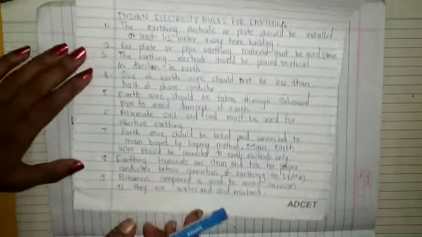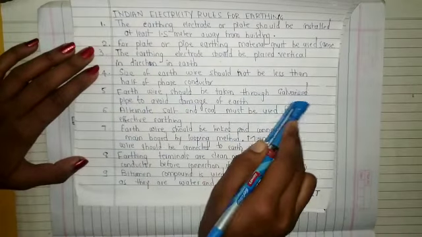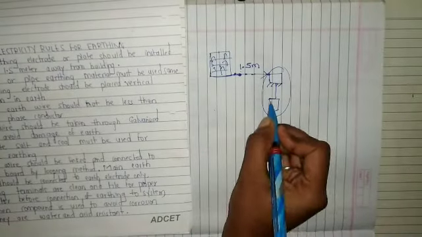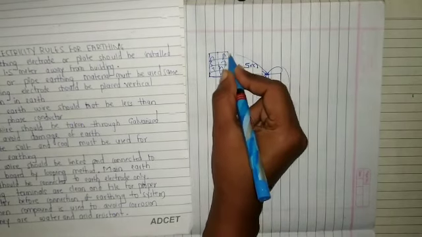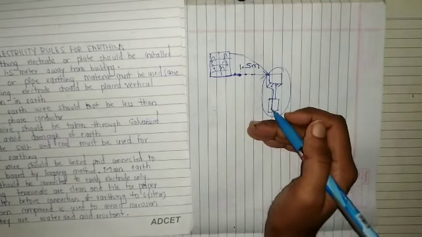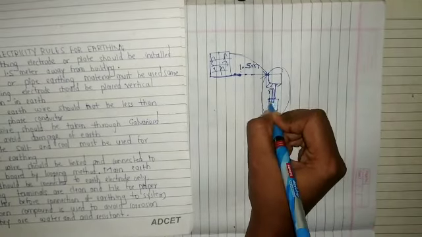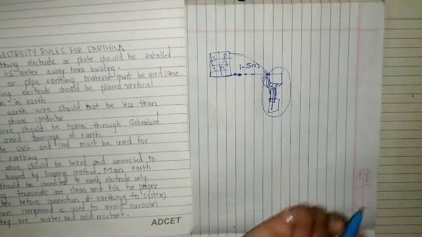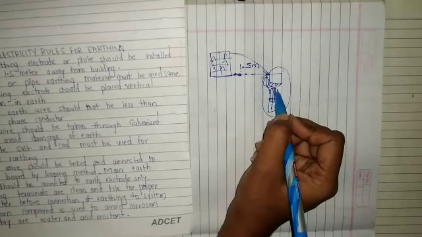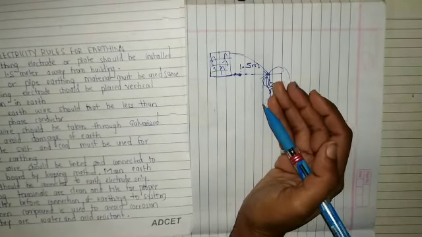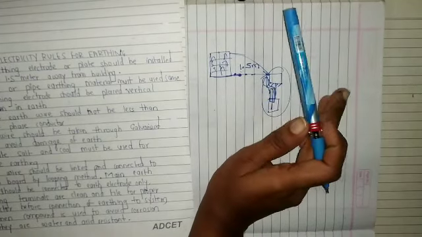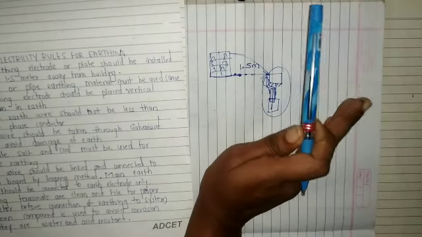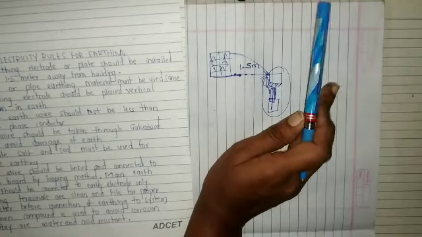Now we'll see the next point, that is the fifth. The earth wire should be taken through galvanized pipe to avoid damage to the earth wire. This is where we are providing earthing, right? Our wire will come from here and go to the building. Whenever it is under the ground, it must be in galvanized pipe. Why? Because whenever there are many works on the ground, there will be rocks and stones, so our wire will get damaged. But whenever it is in a pipe, it will not get damaged. So we have to place our wire in galvanized pipe.